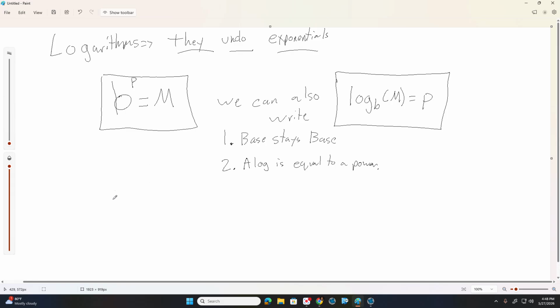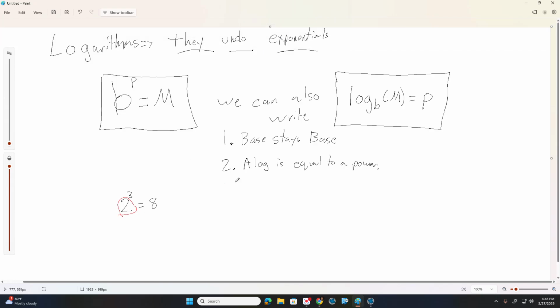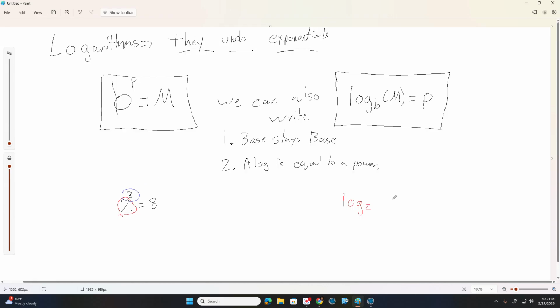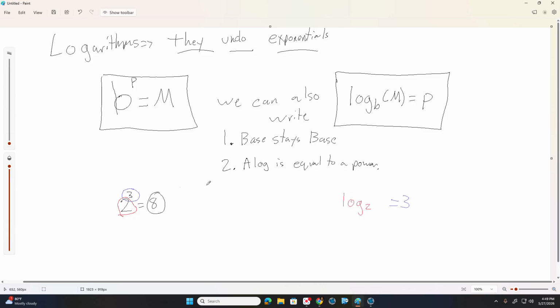So, as some examples, I'll write some exponentials that we hopefully know. For example, 2 to the 3 equals 8. Hopefully that's one that you're familiar with. Can I rewrite that? Well, I know what the base is, so that's going to tell me the log base 2. I know what the power is, and I know that's going to equal 3. And then what's left over is that m term, the 8. So if it's true that 2 cubed is 8, it must also be true that the logarithm base 2 of 8 is 3.